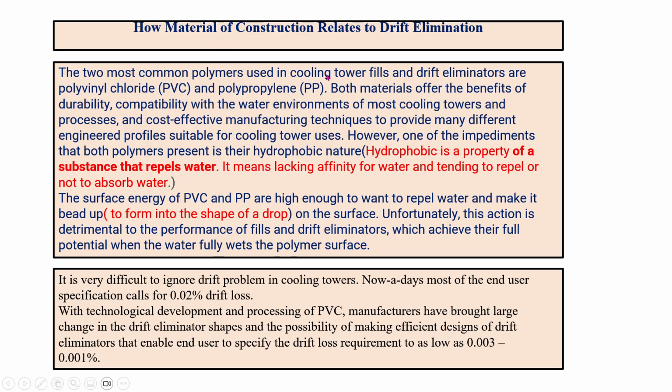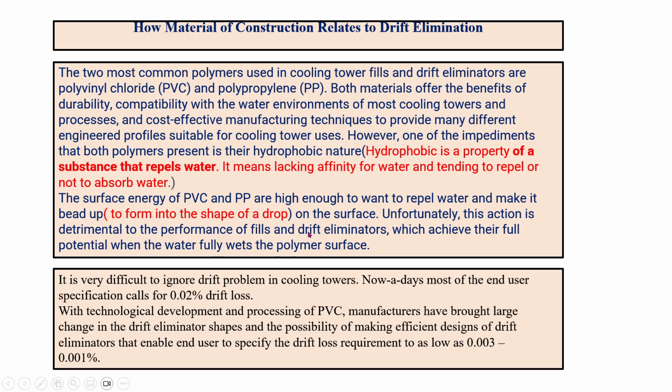Then how the material of construction is related to the drift eliminator. Drift eliminator material or your film material is normally either PVC, polyvinyl chloride, or polypropylene, PP. Both types of material are used, but they have the property of being highly hydrophobic. Hydrophobic means the property of a substance that repels water. It repels the water. It will not absorb the water. The water will form droplets, it will not stick to the surface, so it will mix with the air properly. PVC and PP are highly hydrophobic, and make water bead up to form droplets.